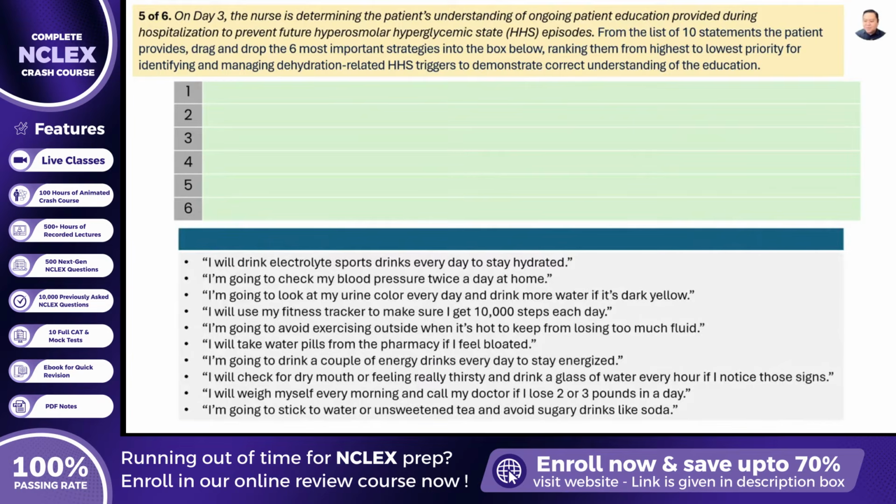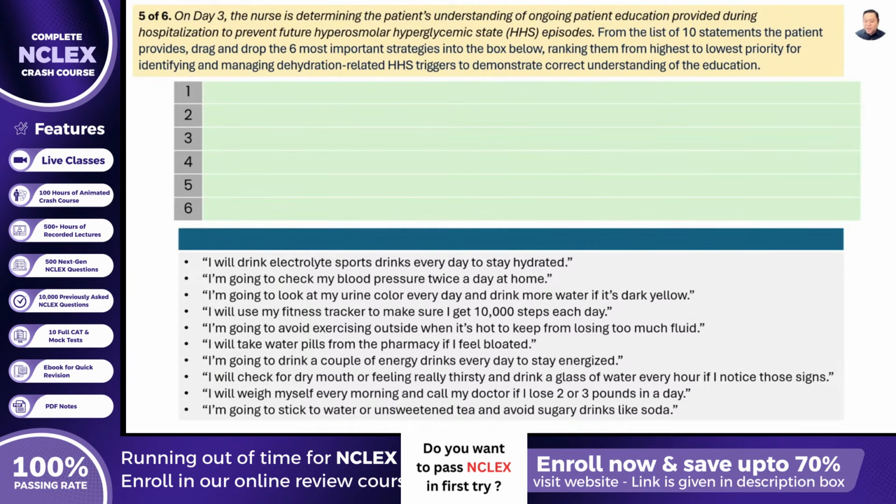All right. So one of the options here, we have: I will drink electrolyte sports drinks every day to stay hydrated. I'm going to check my blood pressure twice a day at home. I'm going to look at my urine color every day and drink more water if it's dark yellow. I will use my fitness tracker to make sure I get 10,000 steps each day. I'm going to avoid exercising outside when it's hot to keep from losing too much fluid. And I will take water pills from the pharmacy if I feel bloated. I'm going to drink a couple of energy drinks every day to stay energized.